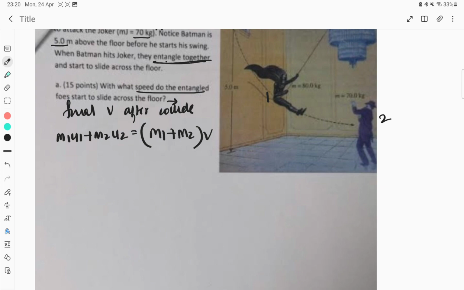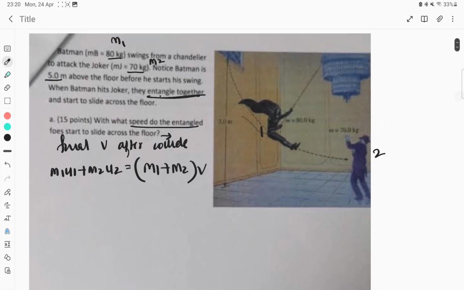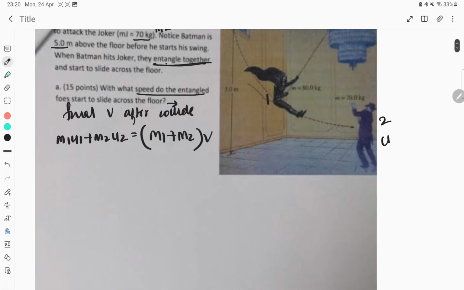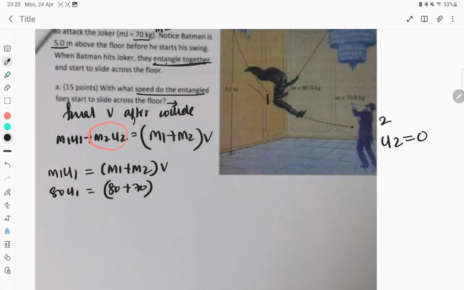Okay, anyway, now let's try to eliminate a few terms. m1 u1 is the initial momentum of Batman. Obviously he is in motion, he will have some momentum. However, Joker uncle is at rest, which means u2 is 0, which makes this term 0. So if I rewrite the formula, I get m1 u1 is, now the second term is 0, so I can ignore it like my crush ignores me, is equal to m1 plus m2 times v. Simple formula. Now let's put in the values. m1 is 80. We have one unknown. u1 is 80 plus 70 times v.